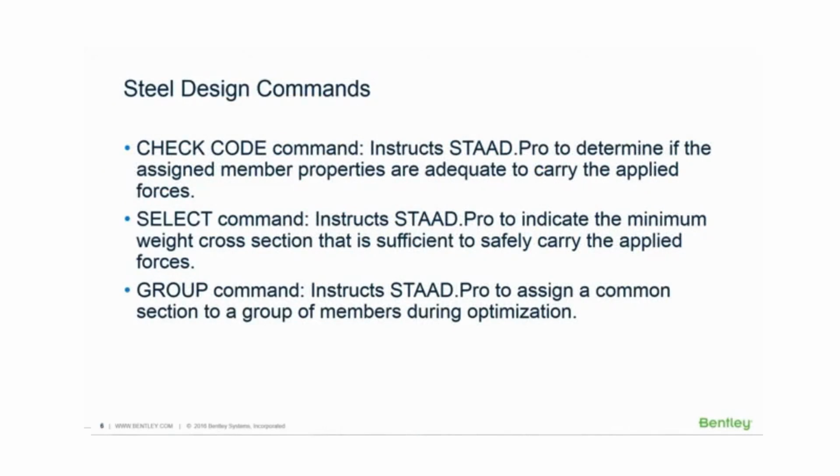In STAAD Pro, you can specify several different types of commands to analyze and design steel structures. The command that we're going to be focusing on in this particular course is the check code command. This will instruct STAAD Pro to determine if the assigned member properties are adequate to carry the applied forces.